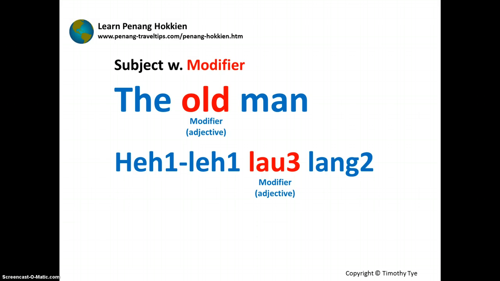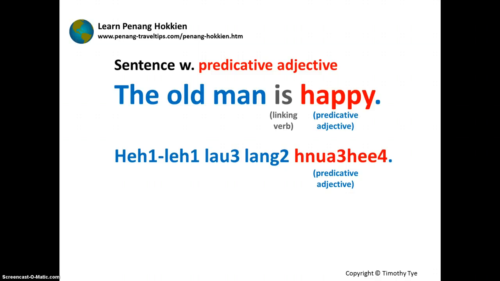Now we add a modifier, the old man. In Penang Hokkien, hele lao lang. Again, the sentence structure is exactly the same. Now we have a sentence with a predicative adjective. The old man is happy. In Penang Hokkien, hele lao lang hoa hi. Notice that the predicative adjective happy translates as hoa hi.